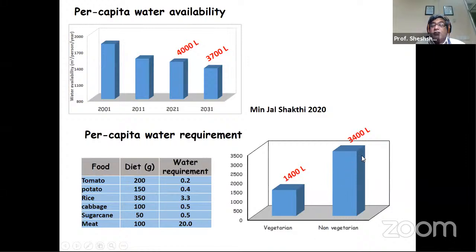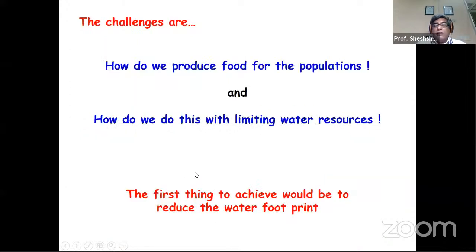And if you are a non-vegetarian, it's, God bless you, about twice that. It's about 3,400 liters of water that is required to make these things. You can see that the meat requires much, much more water for making these foods available. Now, how are we to address this question is the challenge that we have.